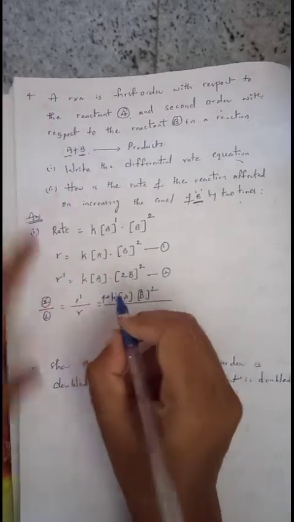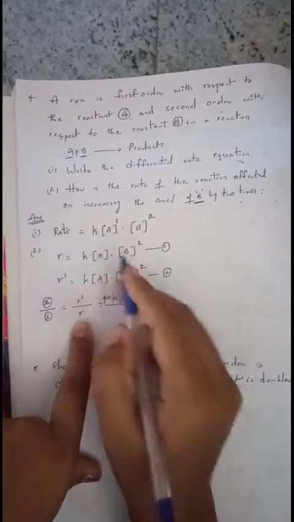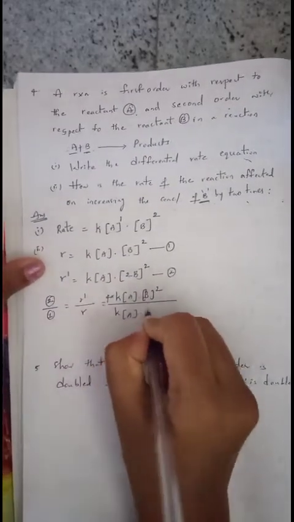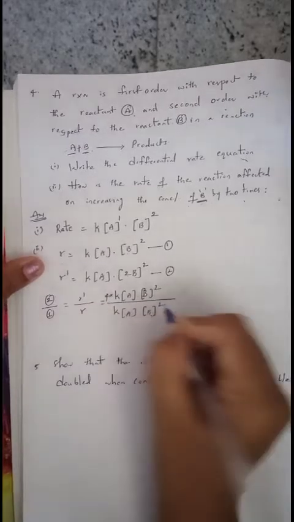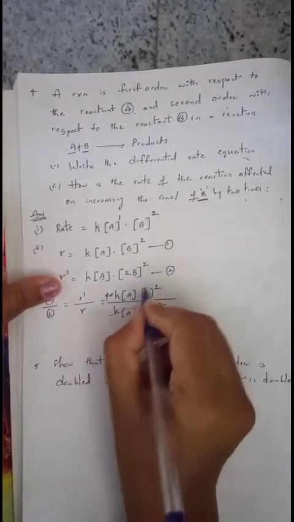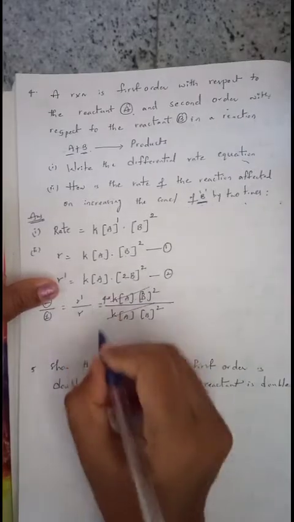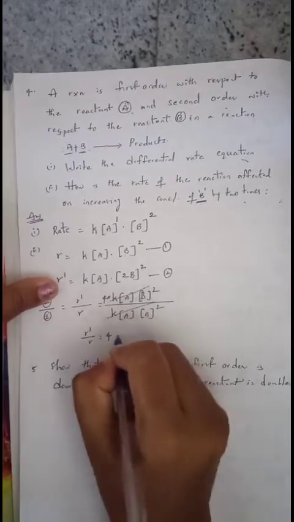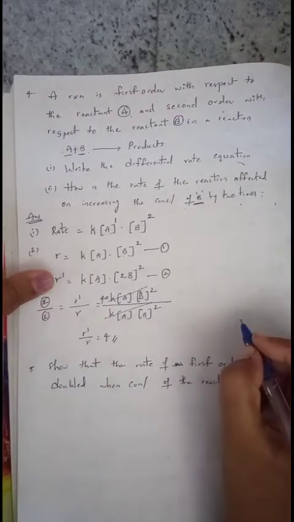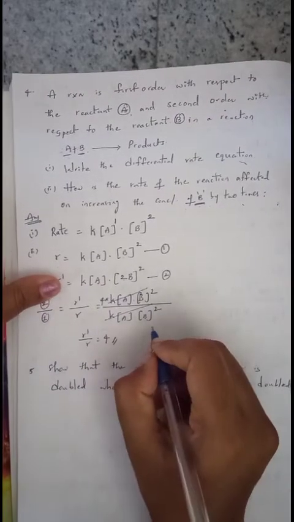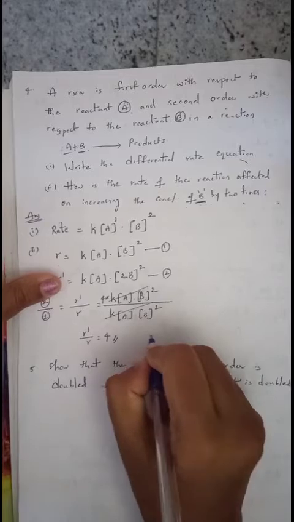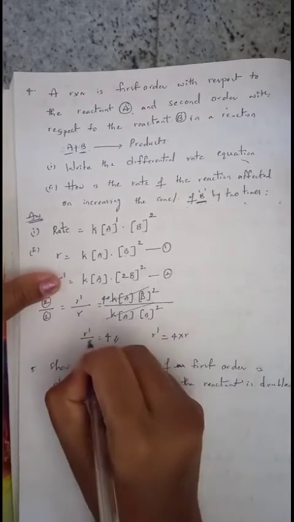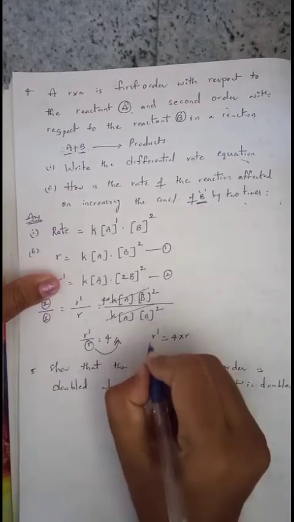Next, the R value. What is the R value given here? K into concentration of A, concentration of B square. Now this and this get cancelled. 4 is left. R dash by R equals 4. Or else the change in rate of reaction R dash becomes equal to 4 into R. When this R comes this side, it will multiply.